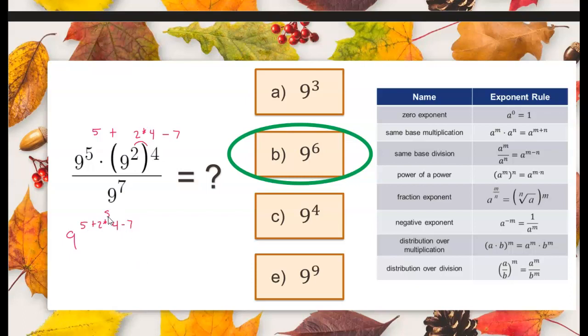2 times 4 is 8. So 5 plus 8 minus 7 is going to be 6. 13 minus 7, that's 6. So 9 to the 6th is our answer here. Excellent work.